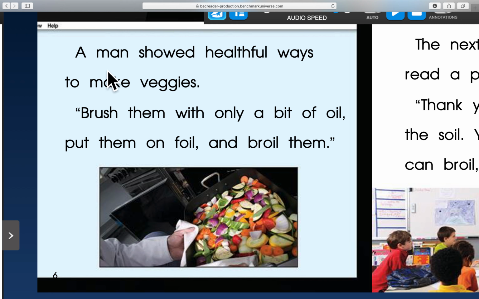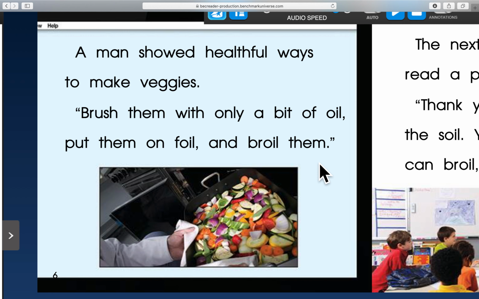I got stuck there, so I'm going to read it again. A man showed helpful ways to make veggies. Okay, now veggies kind of sounds like vegetables, right? But that's a funny way of saying, that's a cute way of saying vegetables. Some people say veggies. Okay, let's keep going. Excuse me, I need to drink some water. And I need a cough. Sorry about that. Okay, and brush them with only a bit of oil. Put them on a foil and broil them.